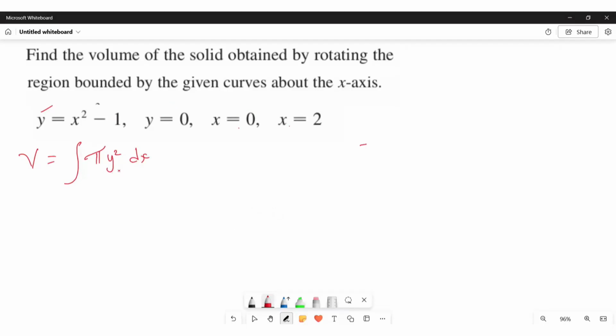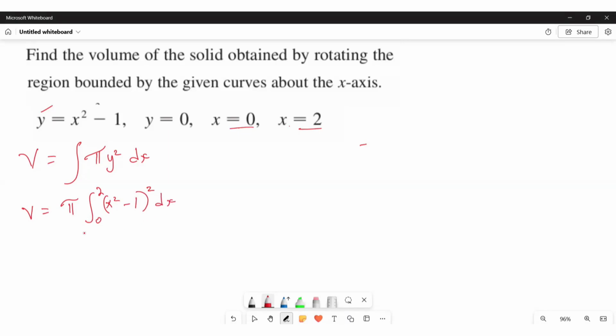So what we're going to do is push that pi on the outside. So basically, the volume is going to equal pi, the integral from 0 to 2, those are our limits, our two x values here, of x squared minus 1. This is my y squared dx. That's what we're really doing, right?